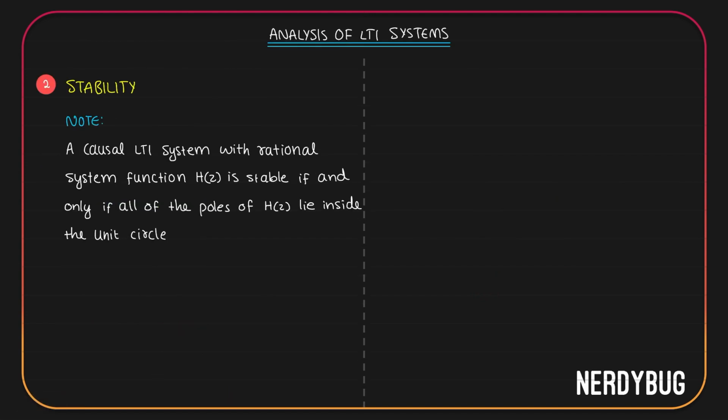Another important thing we can note here is that a causal LTI system with a rational system function h of z is also stable if and only if all of the poles of h of z lie inside the unit circle. Or in other words, we can say all the poles must have a magnitude that is less than 1. Let me show you why by taking an example.